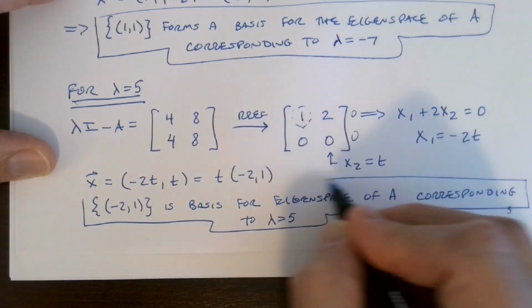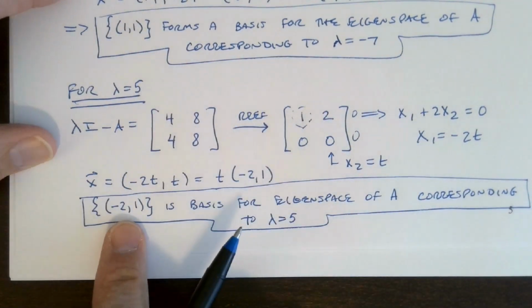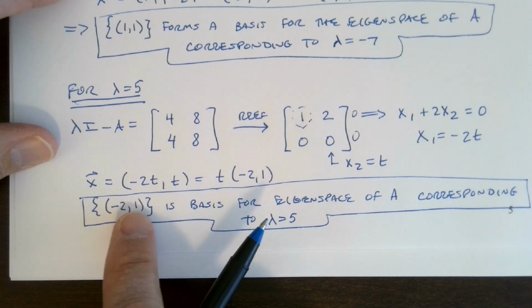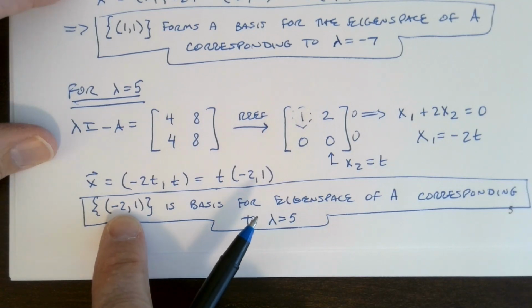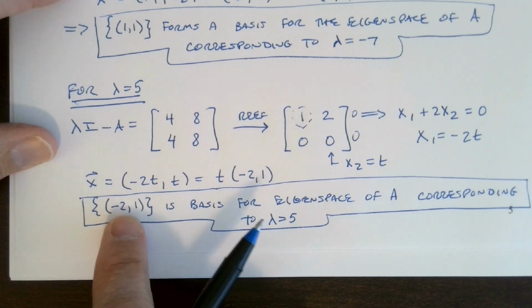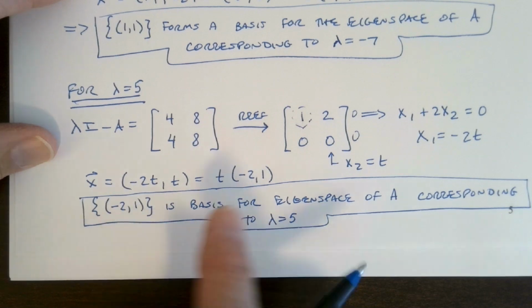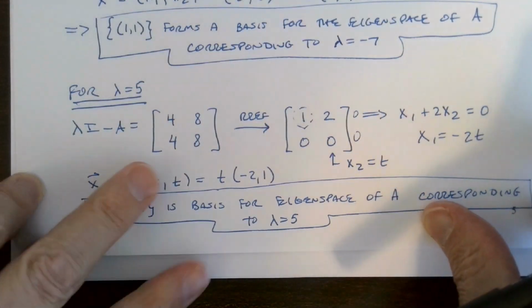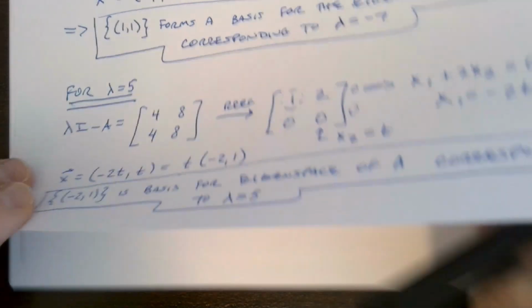Now again, this is not unique, right? In fact, any non-zero scalar multiple of this vector, say negative 4 comma 2, or 1 comma negative a half, etc. Any scalar multiple of this vector here is also a basis for the eigenspace of A corresponding to lambda equal 5. Notice the dimension there is also 1. Okay. Well, that was for the 2 by 2 case. Let's move on to the 3 by 3 case.